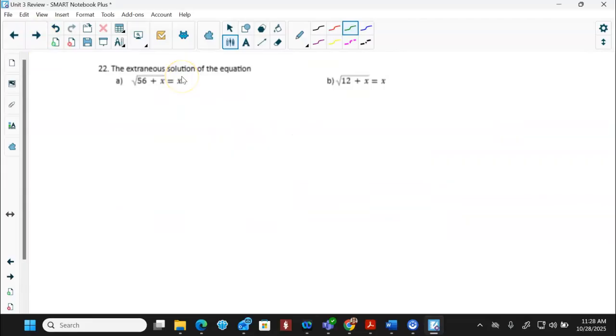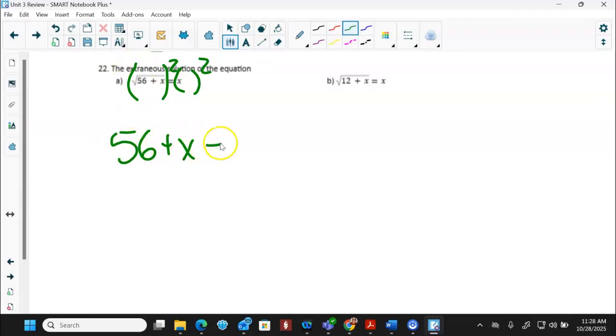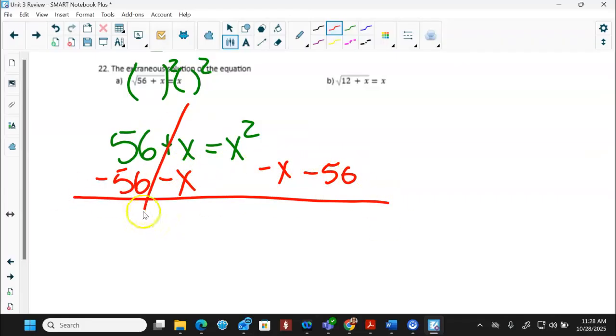All right, now, this is question 22. This is asking you for extraneous solutions. That means the ones you do not see. Now, how would you get them? Well, one, by hand, you will square both sides to get rid of the radical, okay? So you will get 56 plus x equals x squared. Now you will combine like terms, meaning you would move 56 and x to the other side. So minus 56, and minus x, and minus x. And you will combine like terms. You will get a 0 here, x squared minus x minus 56.